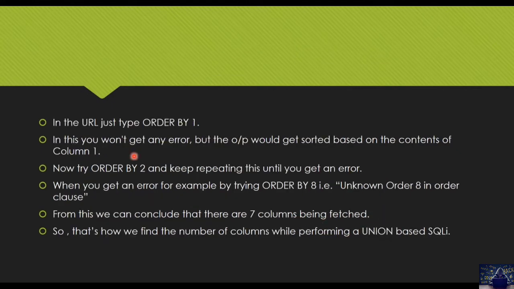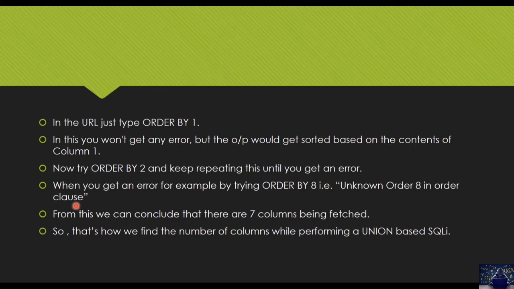In the URL, just type order by 1, and if you don't get any error, then we'll move to the second part, that is we'll try order by 2. We'll keep on repeating the same thing until we get an error. When you get an error, for example, by trying order by 8, that is unknown column 8 in order clause, then we can conclude from this that there are only 7 columns being fetched by our first query. After that we can apply our union command.